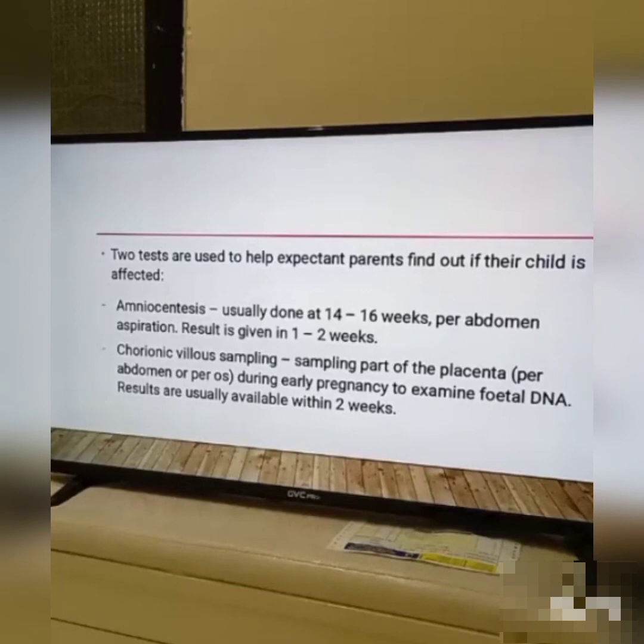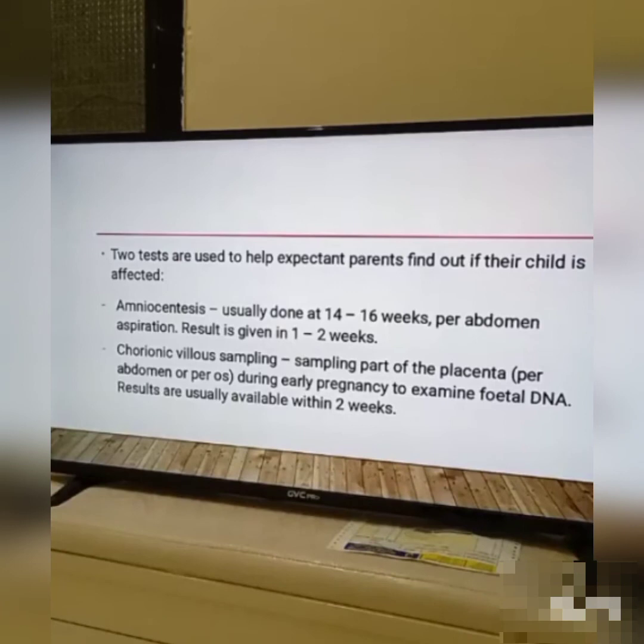So we tell the woman to come to the hospital at between 14 and 16 weeks. A sample of the amniotic fluid, that is the fluid that surrounds the baby in pregnancy, is taken, and genetic studies are done on it. It will tell you within 1 to 2 weeks if this baby you're carrying is going to be sickle cell, or a carrier, or a normal child.